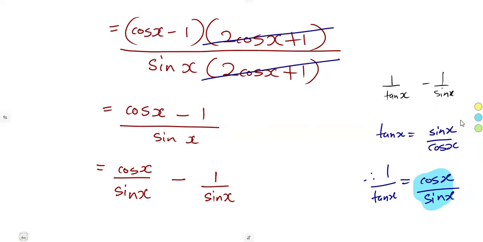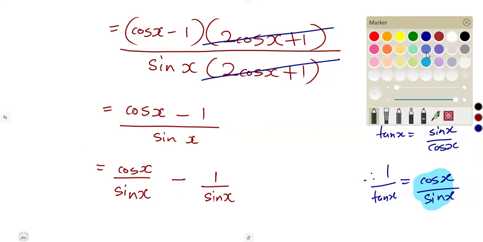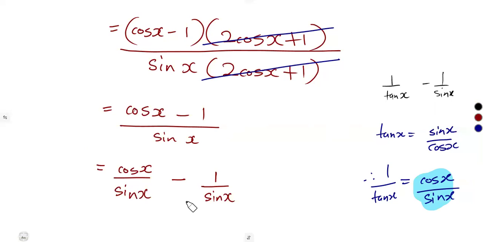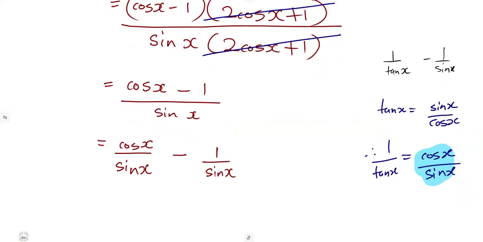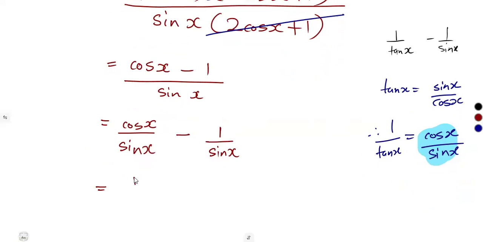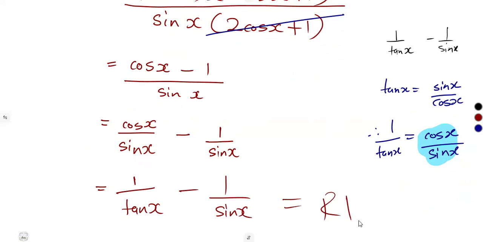As we are used to what? Sine over cos. We know that sine over cos is tan. So once we see cos over sine, it is 1 over tan. So this is what we have there. It was going to give us 1 over the tan of X minus 1 over the sine of X, exactly what we were given on the right-hand side.